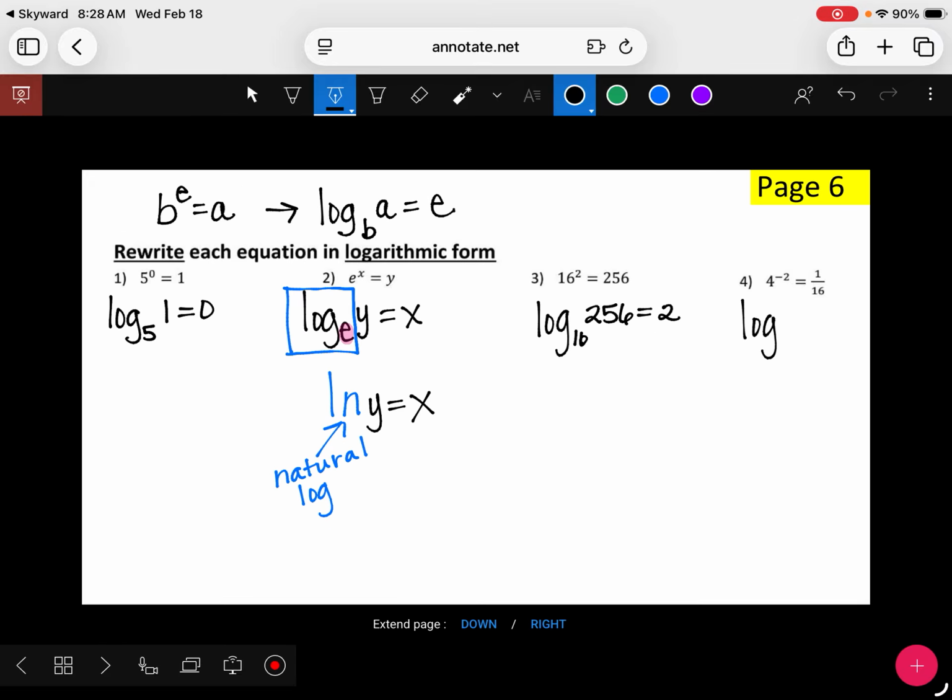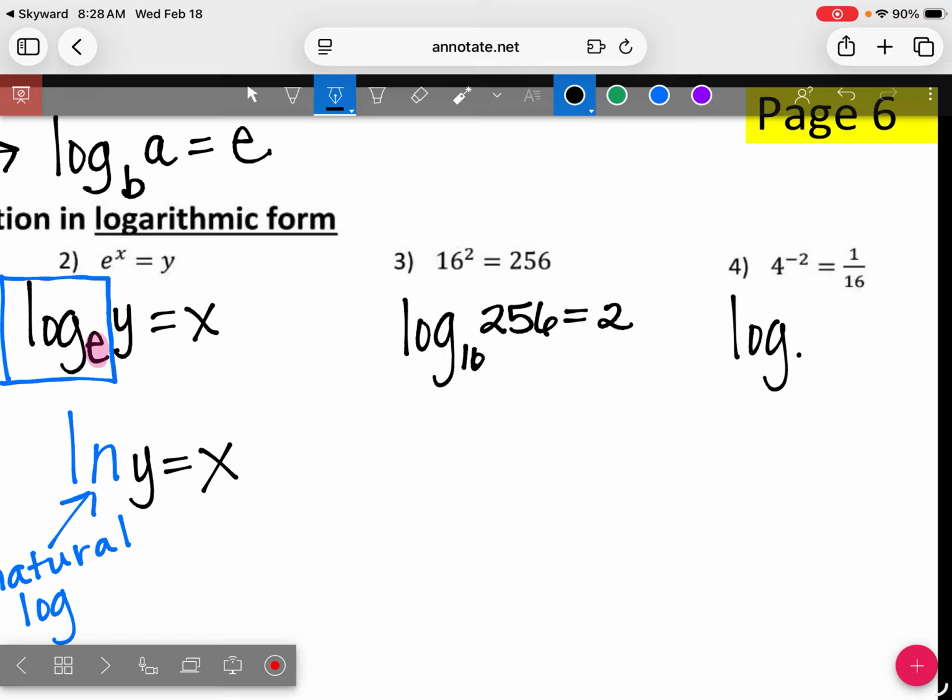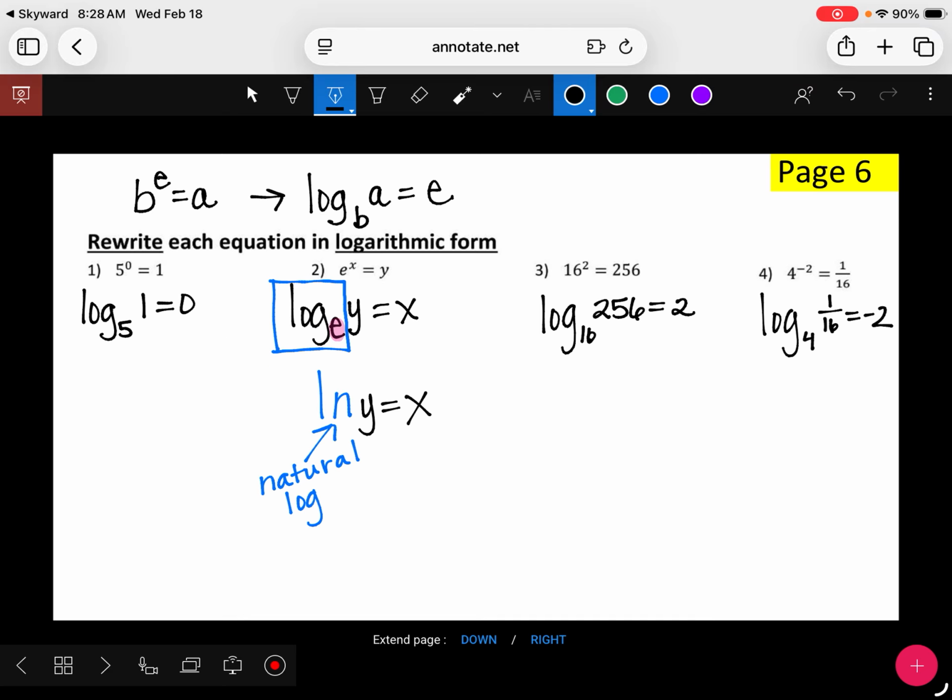Good, and then the last one would be log base 4 of 1/16 equals -2. So that was the first. This is actually what we talked about yesterday. All right, so now let's move on to evaluating.